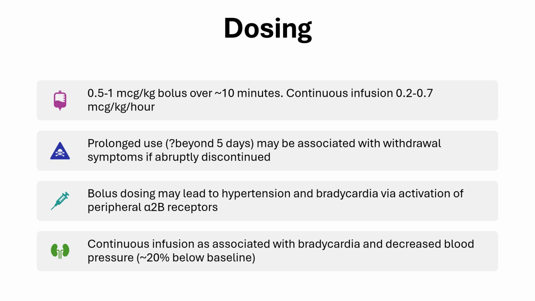Prolonged use, potentially beyond 5 days, may be associated with withdrawal symptoms if this medication is abruptly discontinued, such as hypertension, tachycardia, and agitation. Bolus dosing of dexmedetomidine may lead to hypertension and bradycardia via activation of peripheral alpha-2b receptors. Continuous infusion of this medication is associated with bradycardia and decreased blood pressure of approximately 20% below baseline levels.